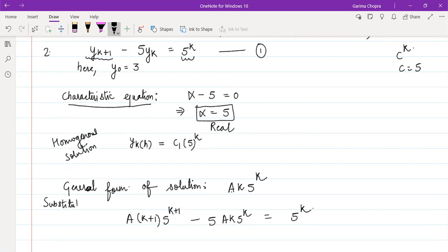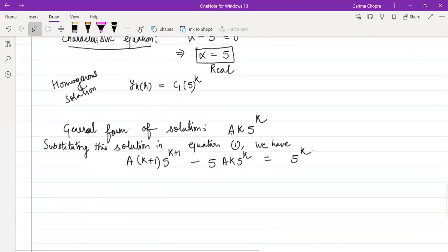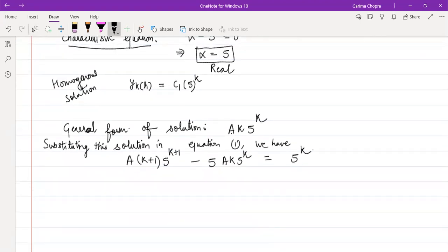Substituting the solution which we have assumed here in the given recurrence relation, which is equation 1, we have this one. Now, by comparing the coefficients on both sides, we will be trying to find this constant A.